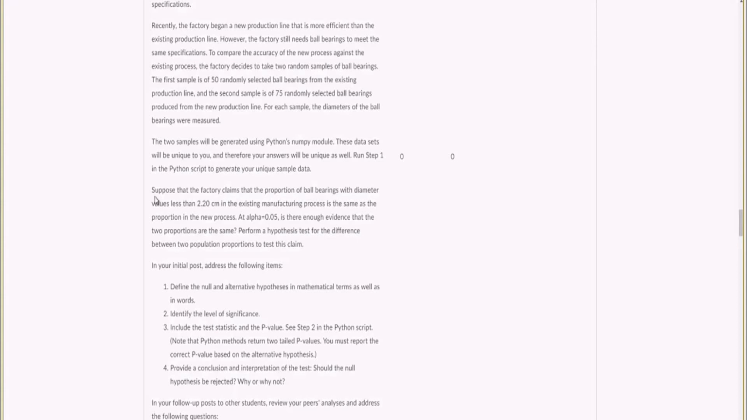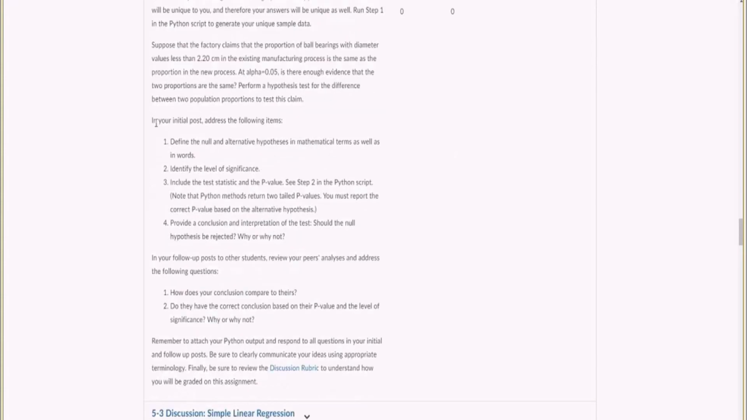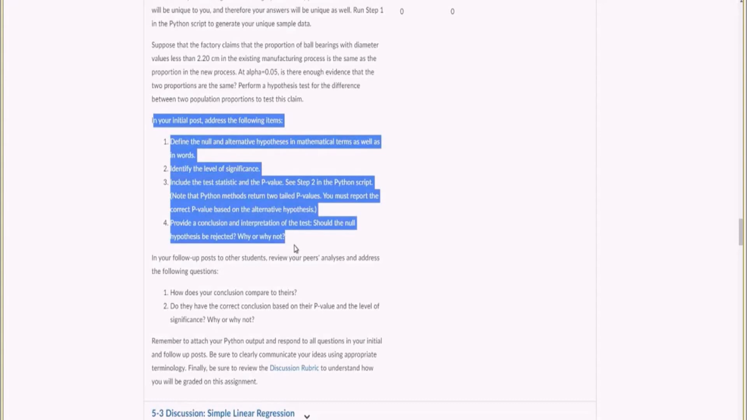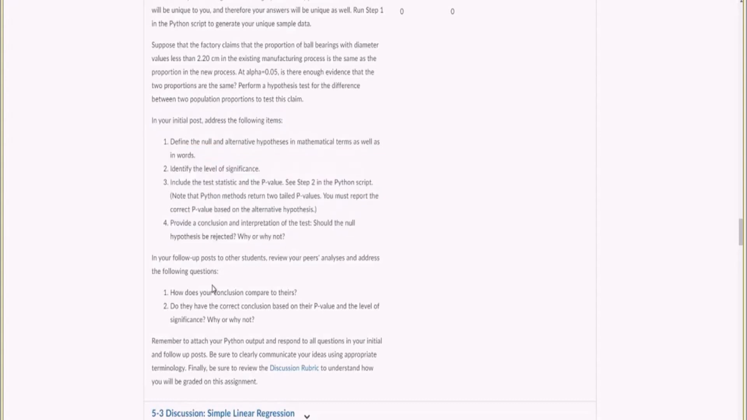Now suppose that the factory claims that the proportion of ball bearings with diameter values less than 2.2 in the existing manufacturing process is the same as the proportion in the new process. The proportion is defined as the number of diameters less than 2.2 divided by all diameters in the sample. Alpha is set at 0.05, and we have to perform the hypothesis test. Here are some of the questions involved for the initial post and then the follow-up post. Very similar to the problem that we just reviewed.